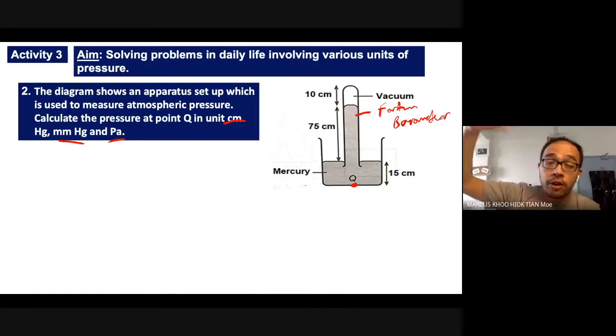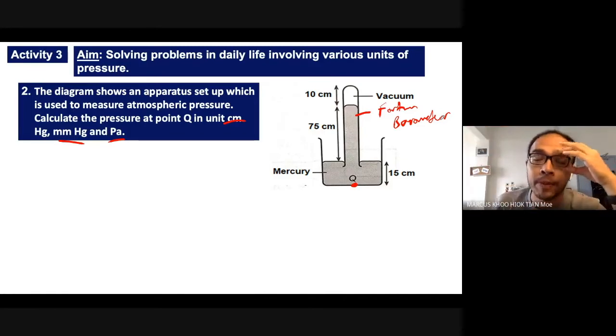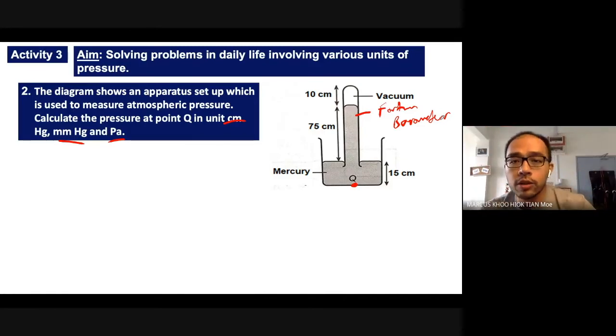The real barometer is a little bit more complicated. In order to calculate the pressure at this point, we need to consider two things. Number one, there is always atmospheric pressure. Number two, the person at point Q is not only feeling the atmospheric pressure, but also the liquid pressure.